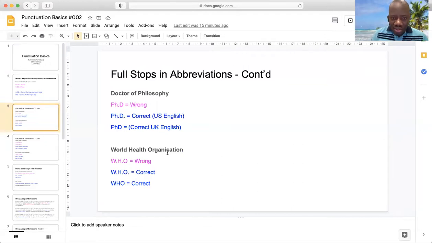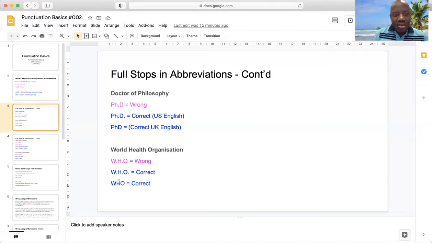World Health Organization. If you write W.H. dot O and no dot, that is wrong. If you want it to be correct, you can only write it in this way. Either you are following the US style to say W.H.O. with dots, which will be correct, or you just say WHO and there is no dot, no period, no full stop.